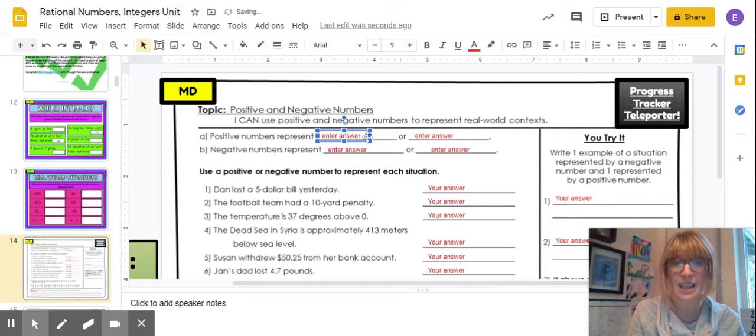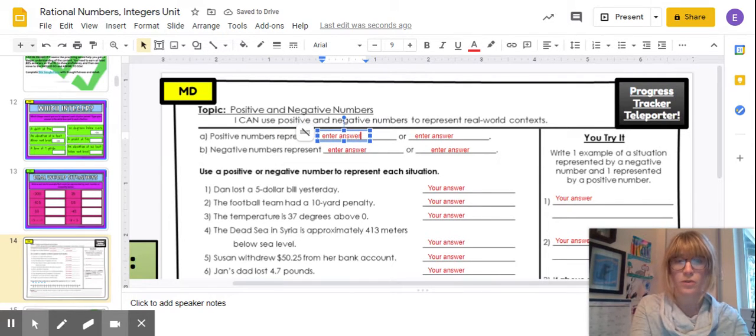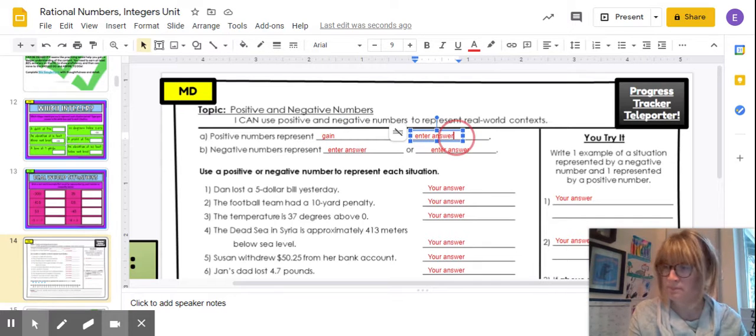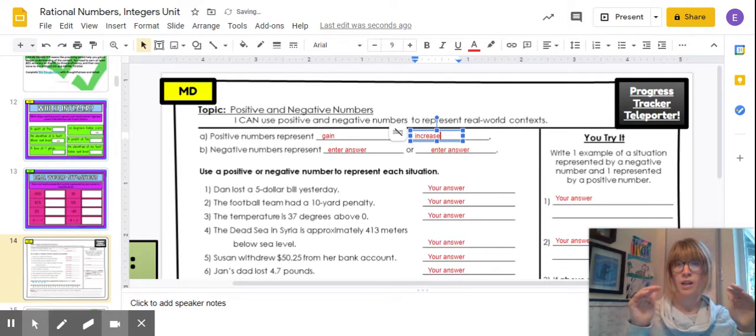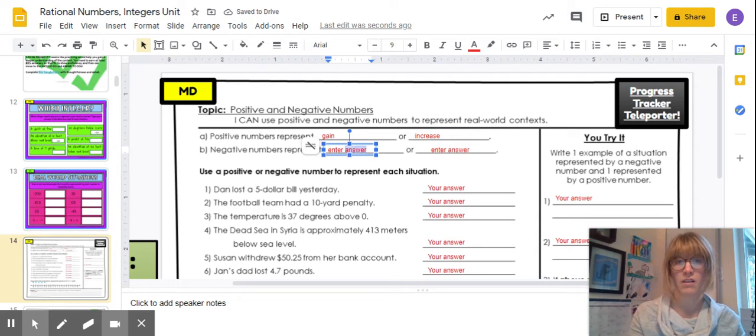As a gain, right? So you gain yards in your soccer game as you move forward, or you gain dollars in your bank account as you do some chores, or you gain elevation as you go up into an airplane. Or you can also call it an increase. So positive numbers represent a gain or an increase, whereas the opposite is true for negative numbers, right?